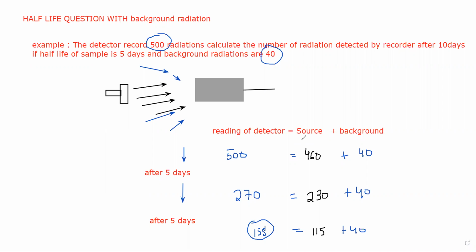Is it clear? Only the source radiation will be half. When a detector is there, the detector records both source and background. So after every half-life, the source radiation will be half. As you can see, originally it was 460, which became 230, and 230 became 115.